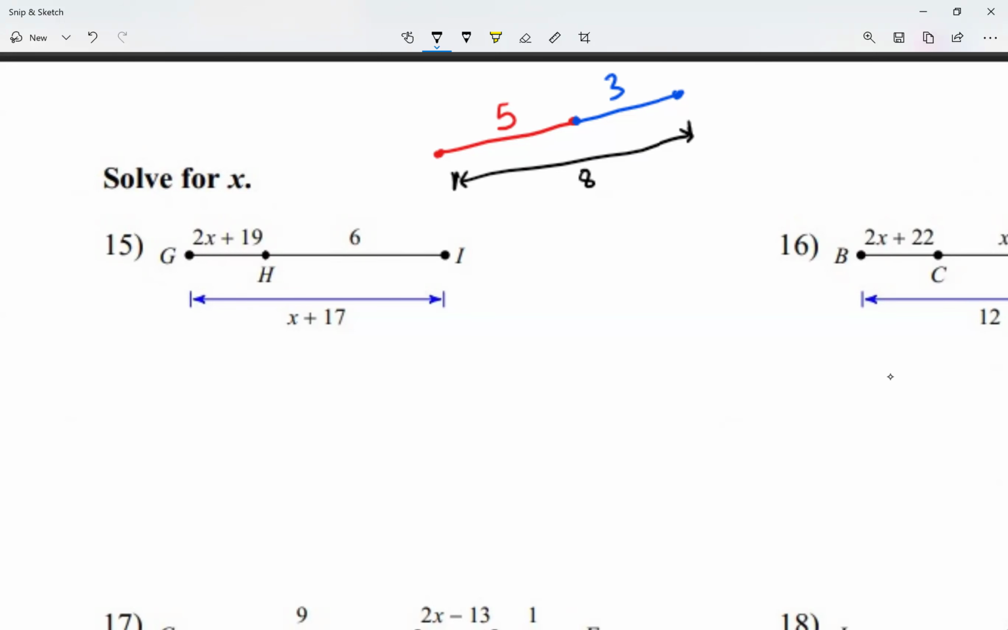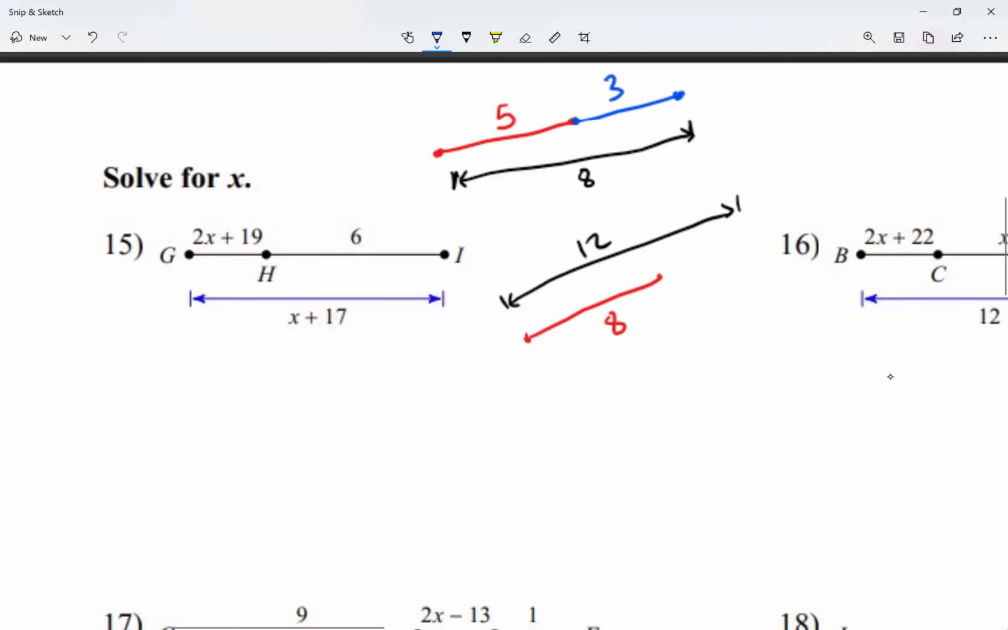It sounds very, very simple. Two segments put together make a bigger segment. We add the two small segments to come out with the big one. Now, another thing that we can use this for is, let's say I had another segment. Let's say this thing right here was 12. And then I had a segment that was, let's say, 8. We can find out what's this other segment in blue.